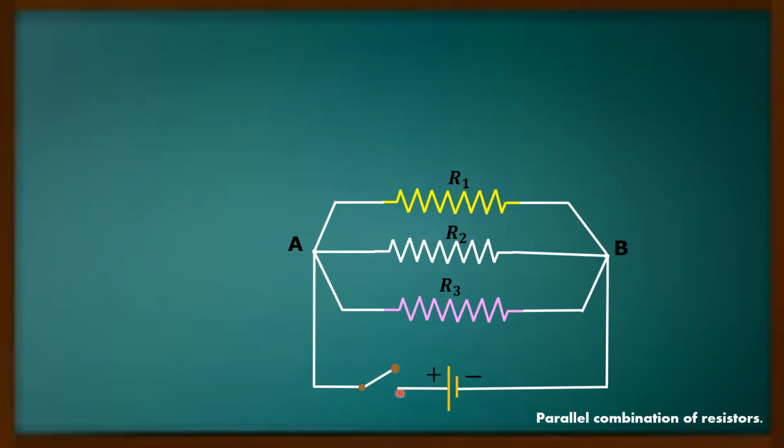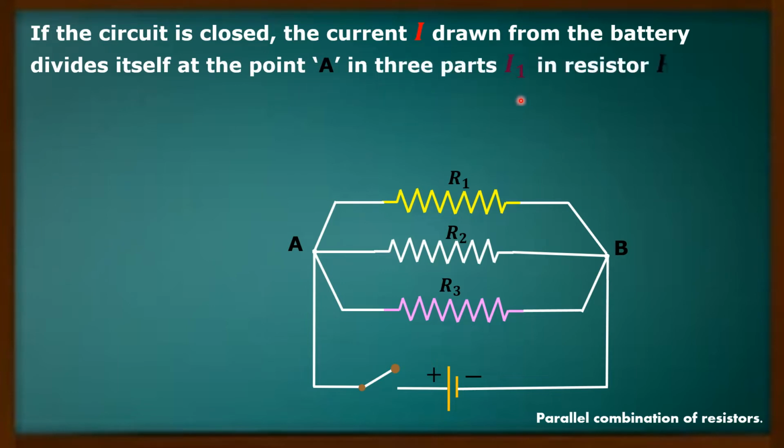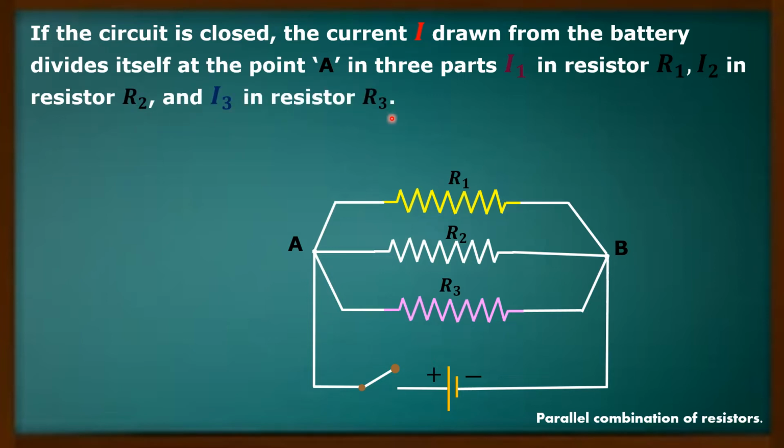Now I will close this circuit by turning the switch on here. What happens then? If the circuit is closed, the current I drawn from the battery divides itself at the point A in three parts. I1 in resistor R1, I2 in resistor R2 and I3 in resistor R3. So if I close the circuit by turning the switch on here, what happens? Yes, here current is flowing in the circuit.